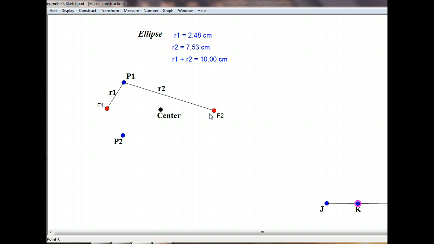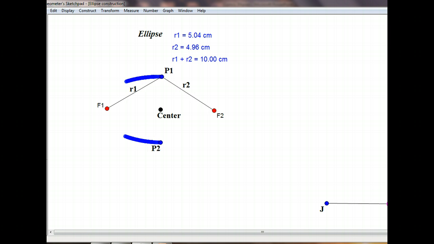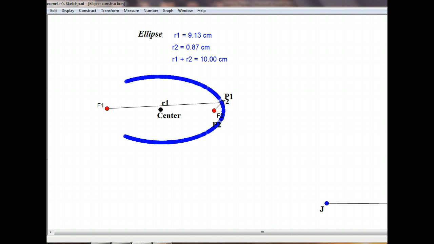Now what I'm going to do is move point P so that the sum of the lengths of R1 and R2 is going to stay the same. Notice that the lengths of R1 and R2 add together to give me 10, no matter what point I am at on the ellipse. Notice that as I do that, R1 is getting longer, R2 is getting shorter, and it's tracing out the curve of an ellipse. Now P2 is just a reflection of P1 over the line of symmetry of the ellipse. As you can see, R1 and R2 still always add together to give me 10 no matter what. And when we do that, we get an ellipse traced out.